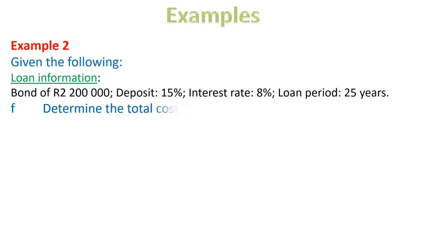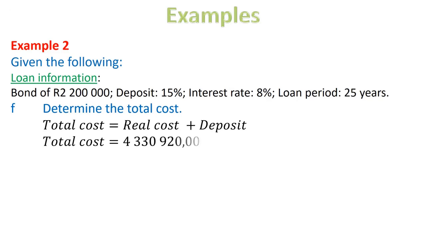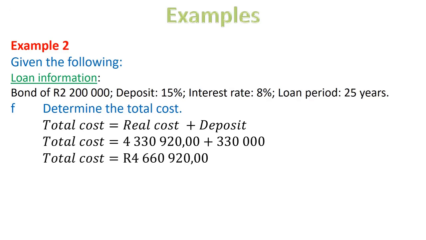F. Determine the total cost. So my formula, total cost equals the real cost plus the deposit. So my total cost equals my real cost, which we've just calculated, plus my deposit, which is 330,000. I put that in my calculator, which means my total cost is 4,660,920 Rand. And that is the total cost.